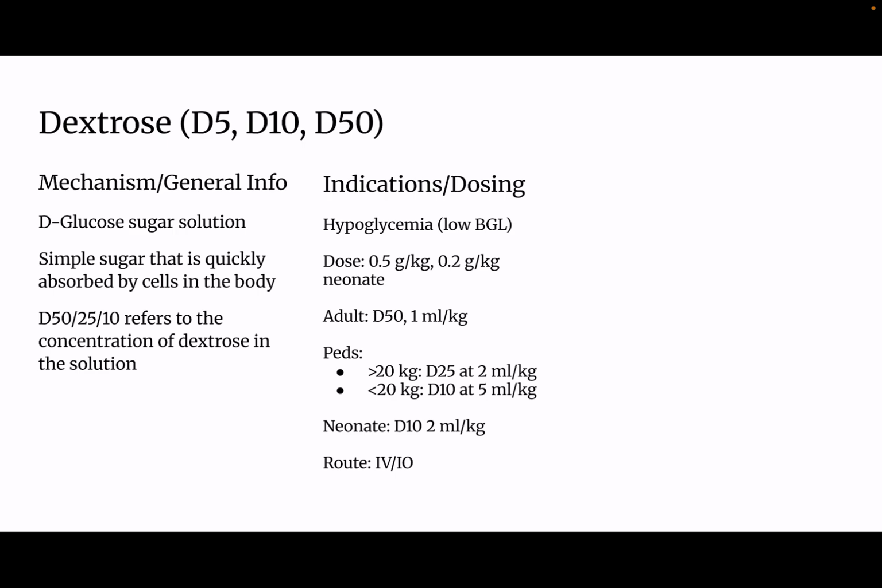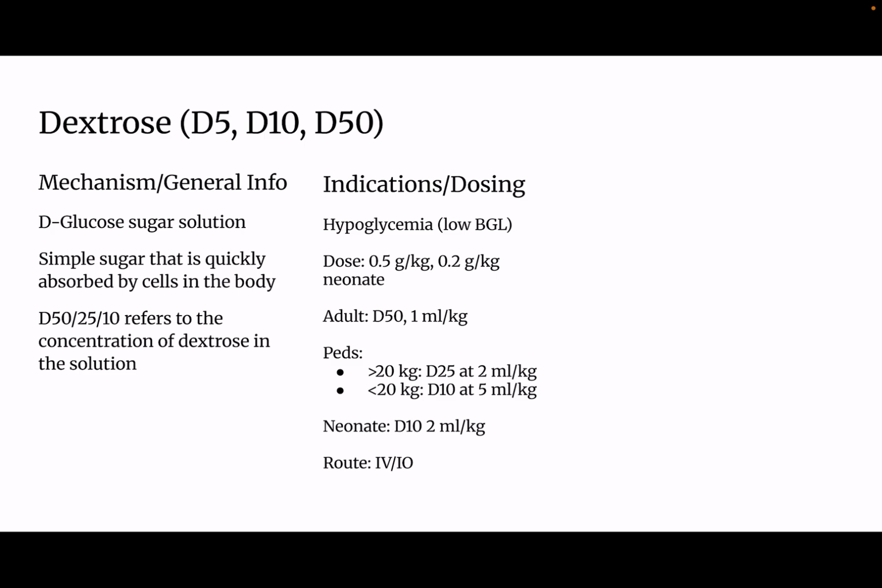So in terms of the D50, D25 and D10, it's basically the amount that's in a certain volume. So let's say we take 100 milliliters, right? D50 would be, we have 50 milligrams in those 100 milliliters. D25, 25 milligrams, and D10 is 10 milligrams.